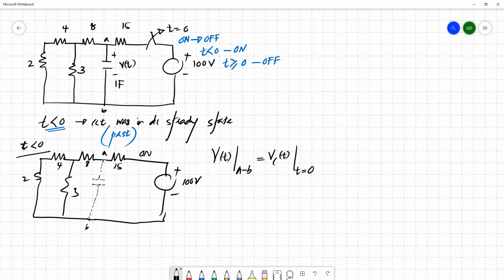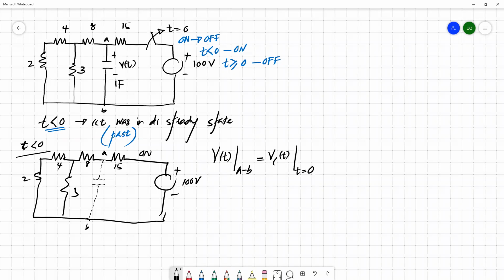But if the circuit was in DC steady state, we can simply remove this capacitor or replace the capacitor with an open circuit element, because we know that if the circuit is in DC steady state, the voltage across the capacitor is basically constant and there won't be any induced current. So it acts as a kind of open circuit element.